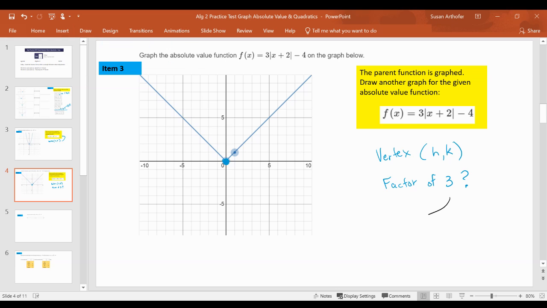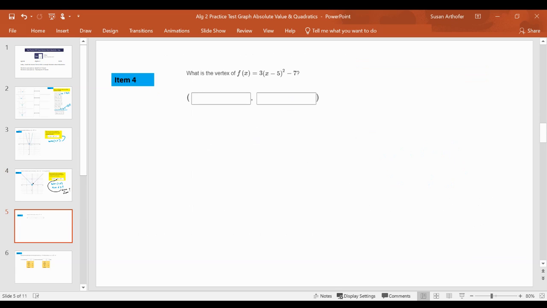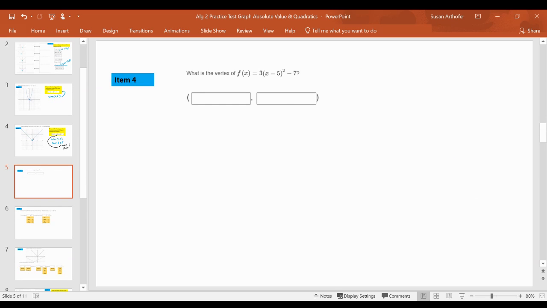That factor of 3 on the outside, what does that do? Does that stretch it or compress it? So is it stretch it or compress? And when you stretch or compress it, then you're using the second dot to make it longer, okay? This one just wants to know where the vertex is. So where is that H comma K?